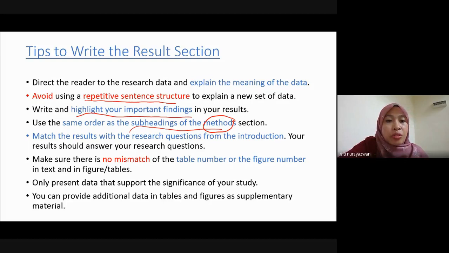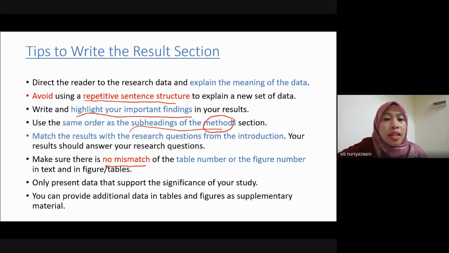Okay, so match the result with the research question from the introduction. Your result should answer your research question. This is very important. It needs to answer the research question. Okay, make sure there is no mismatch in the table number or the figure number in the text or figure. So you have to check carefully where you want to match. You have to say, okay this is figure 1.1, then suddenly the figure jumps to 4. Cannot be like that. So no mismatch.